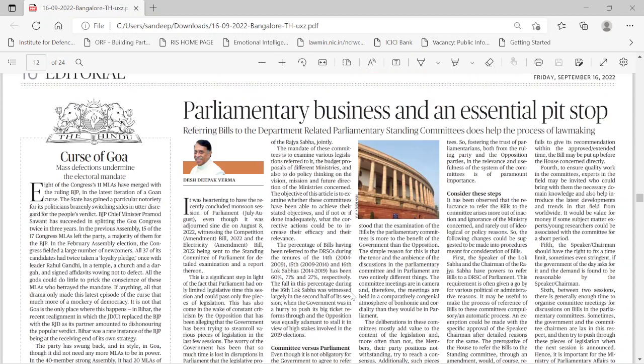Because the next issue is parliamentary business and an essential pit stop. I would say a very good initiative, and it is written by a person who has worked there. Now, let me tell you the context and the points that you need to write. So, the first major thing in this article is it says, recently you had a session.